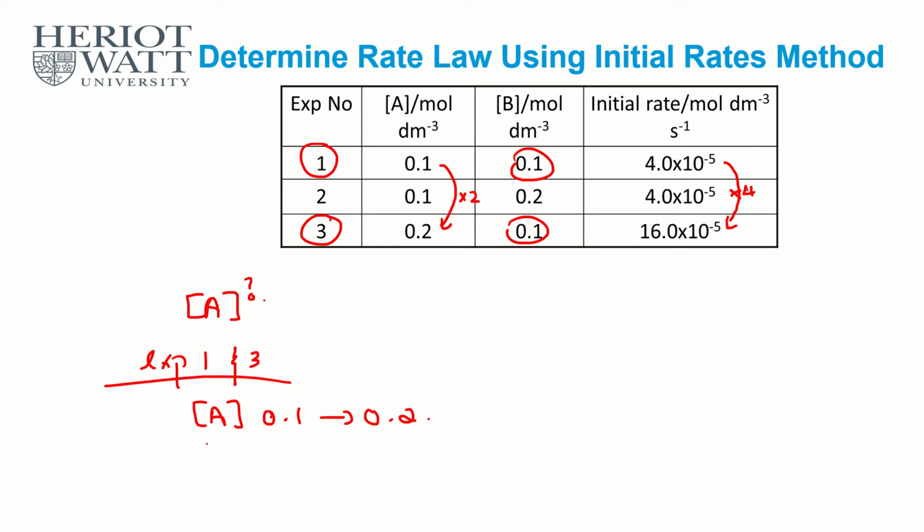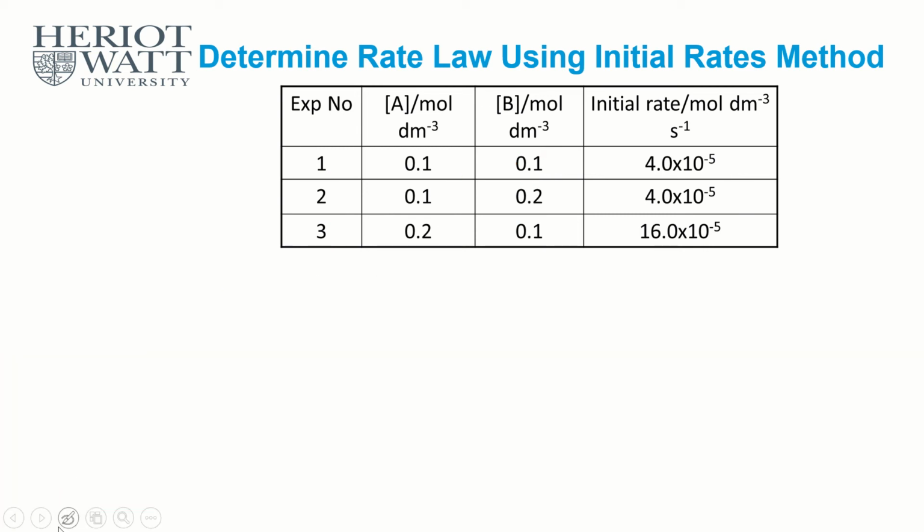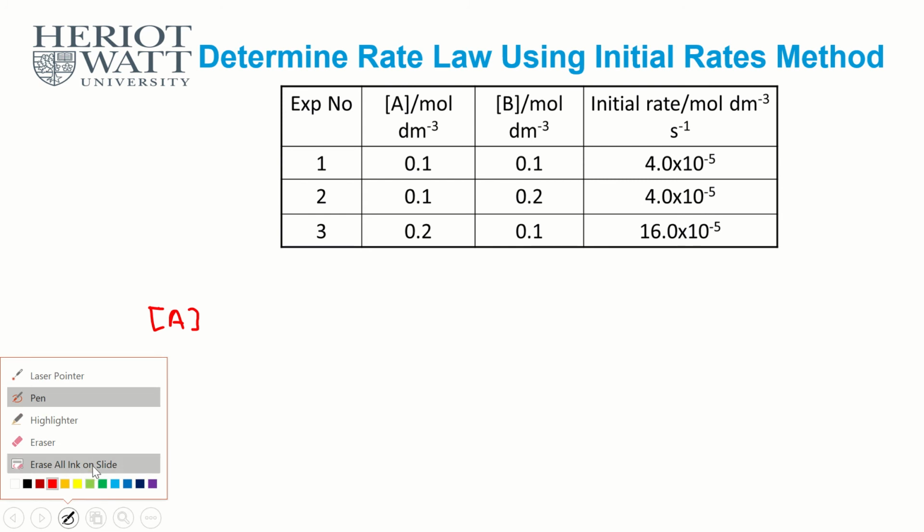That means A is second order. Make sense? Because when I multiply the concentration by 2, it is 2 to the power of 2 for the rate of reaction, which equals 4. So that means A is second order. So we're done with A. Okay, so I write it out. We learn to write it in a proper way, guys.